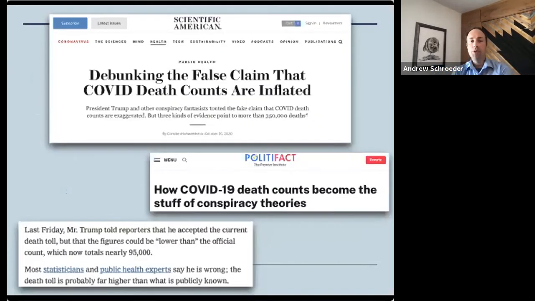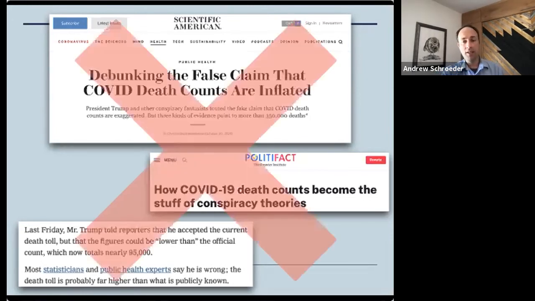So here are some examples of fact checks from important organizations like Scientific American and PolitiFact, and I think that bottom one is New York Times, but it could be Washington Post. I don't remember where I got it. These all say that it's false to say that the official count is inflated, and they describe people who hold such views as conspiracy theorists, right? But what all of these fact checks don't notice is that there are absolutely reasonable ways of thinking about causes of death that would result in a count far lower than the CDC's. So the fact checks here are wrong.